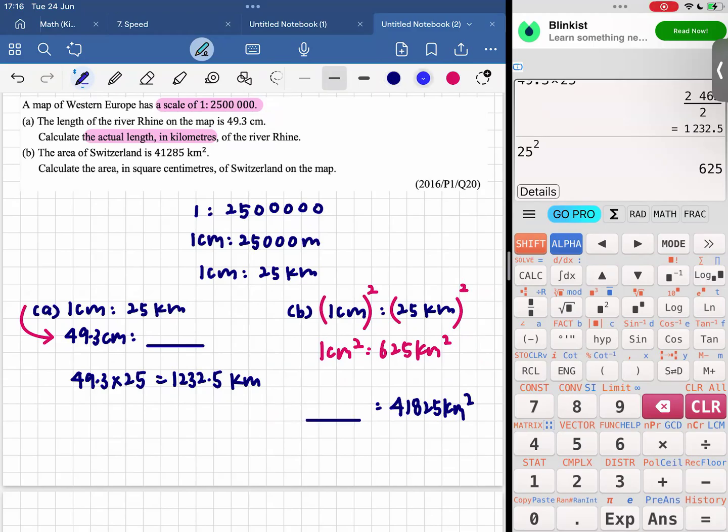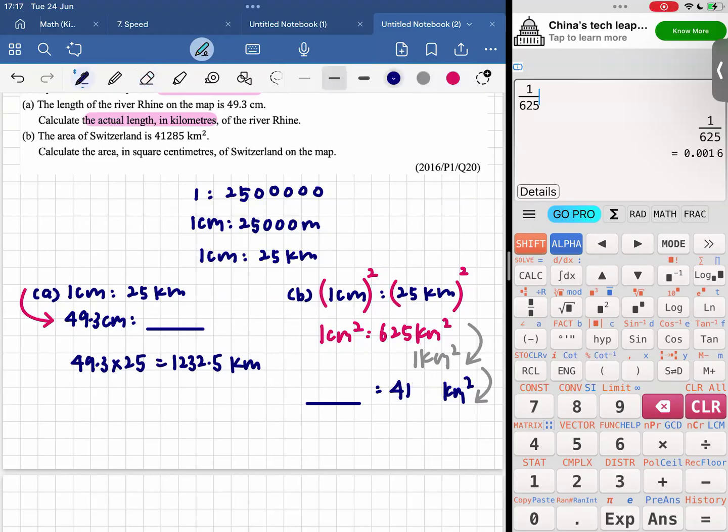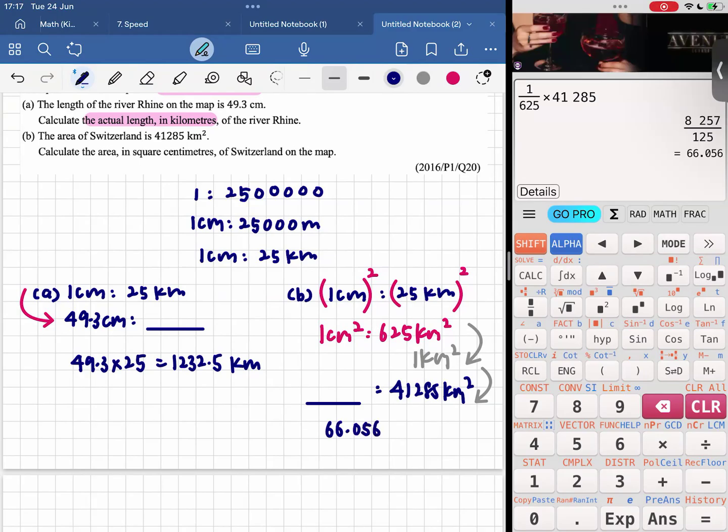So remember, if you need to, you do step by step. I take out my pencil. I'm going to find 1 kilometer square first. How do I get that? I divide by 625, right? So 1 divided by 625. Then after that, I need to multiply this humongous number. Oh, I wrote it wrongly. 41285. Wow, luckily I checked. Okay, 41285. So I'll multiply by 41285. And then this will be my answer. So my answer is 66.056 square centimeter. Exact also, no need to round up or down. So this is my final answer. Okay?